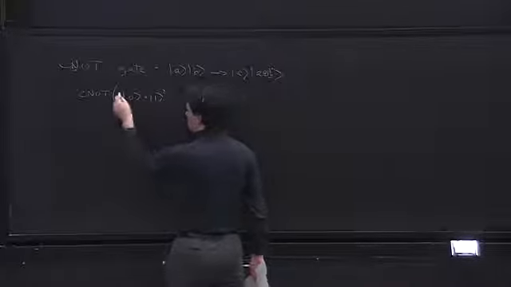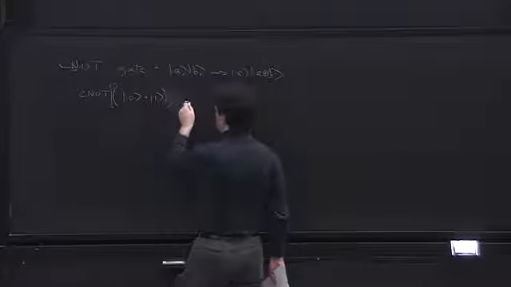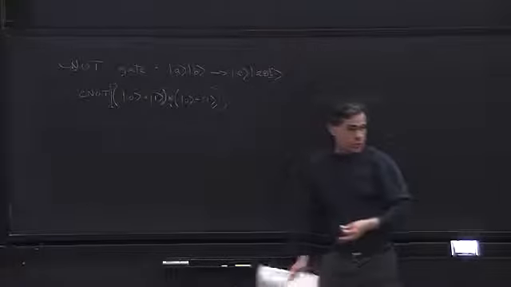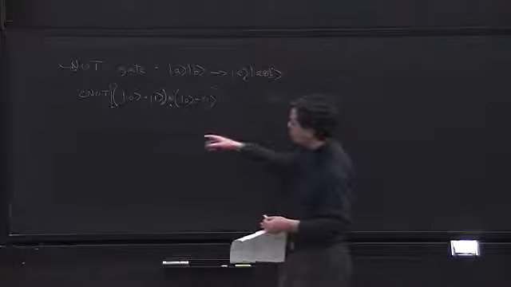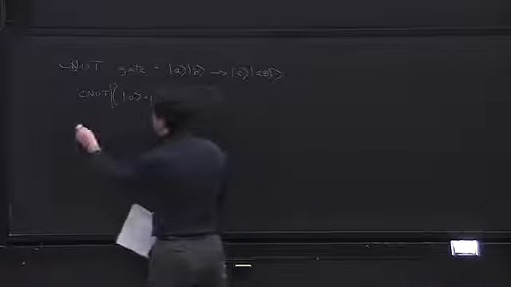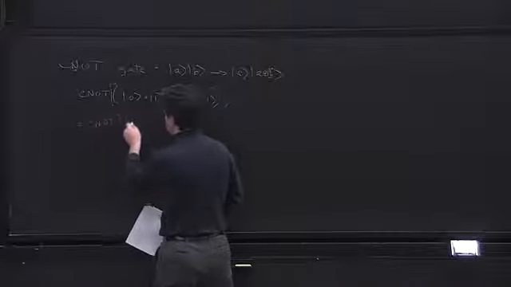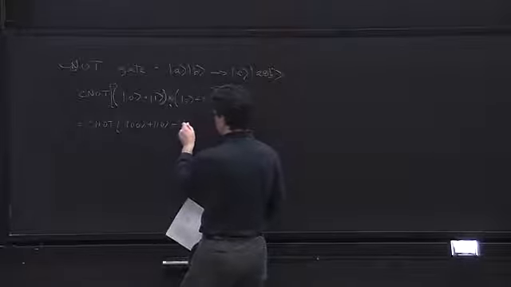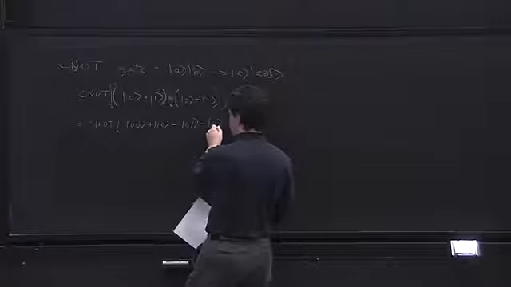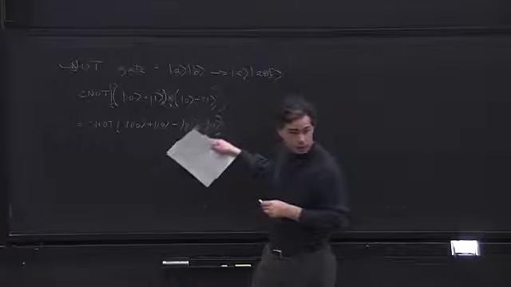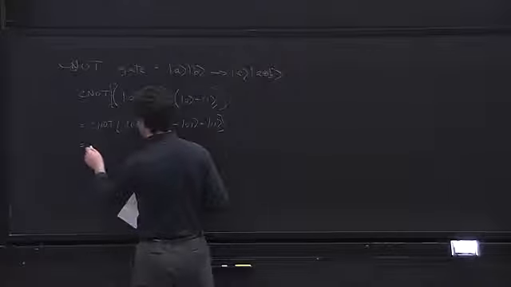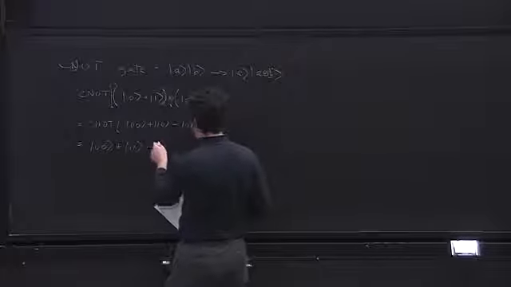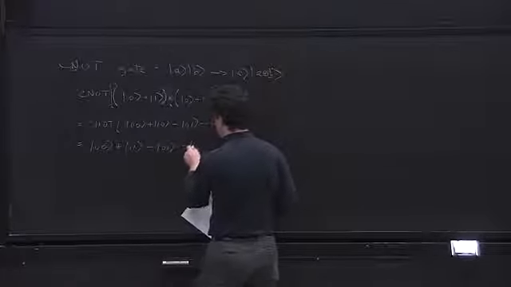|0⟩ + |1⟩ tensor |0⟩ − |1⟩. Okay, so let's calculate what happens if you do this. Well, we can expand this as |00⟩ + |10⟩ − |01⟩ − |11⟩. Okay, and then we do CNOT on each of these terms, keeping the same sign. And so we get |00⟩ + |11⟩ − |01⟩ − |10⟩.